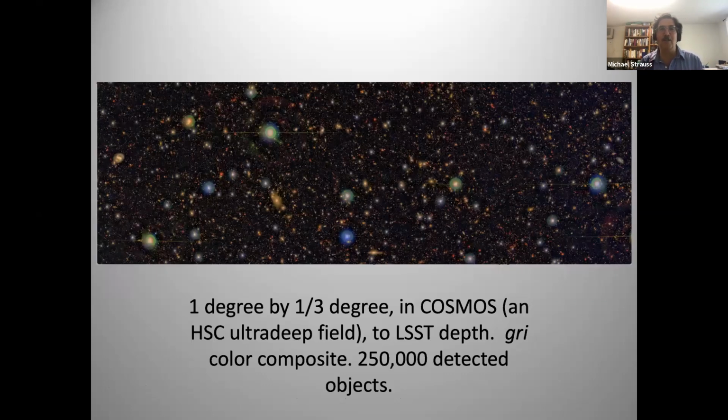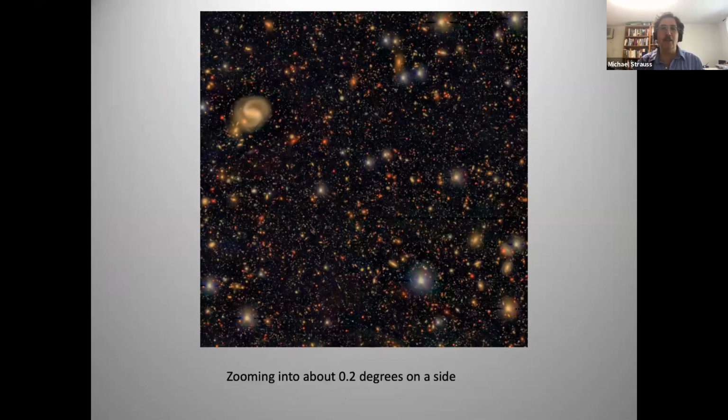So here's another view of that image now shown electronically. This is a GRI color composite, and there are 250,000 detected objects. I'll let you count to check me on that number. And again, I wanted to give a sense of just how deep those data go. Here's a small chunk over on the left-hand side of that previous picture. That's about 0.2 degrees on a side.